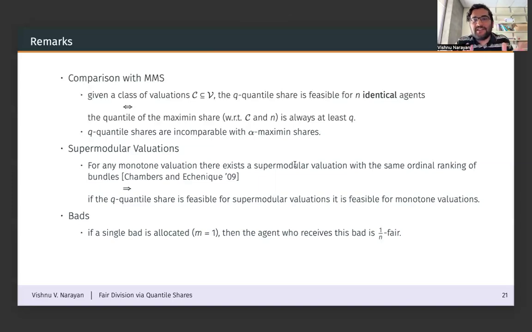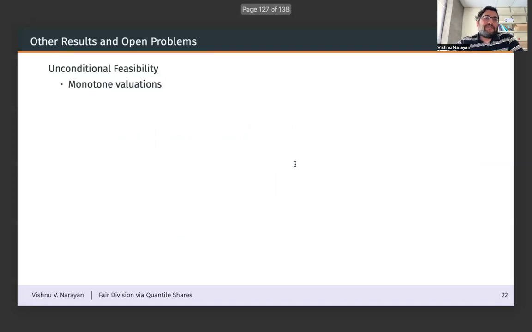And then one might also want to consider bads instead of goods, but the problem becomes extremely simple because if a single bad is allocated, then the agent who receives this bad is 1 over n fair, and that is tight. I'll leave you with some open problems.